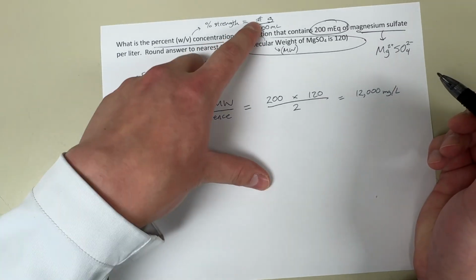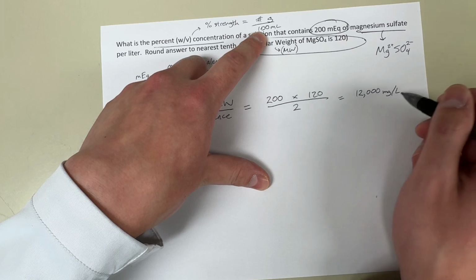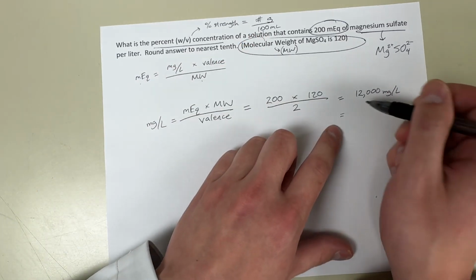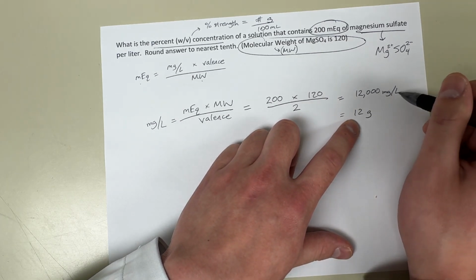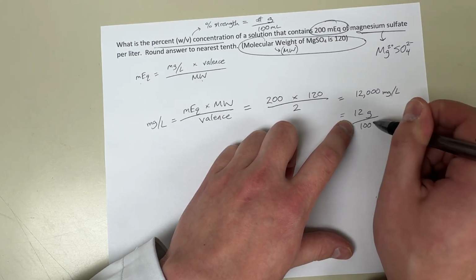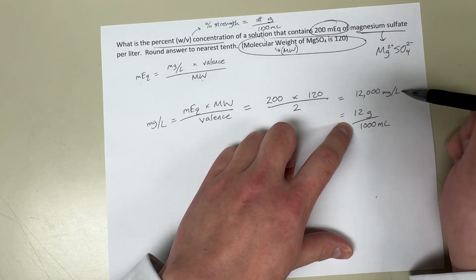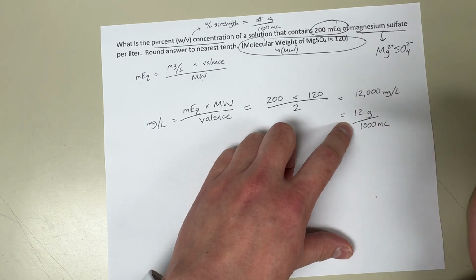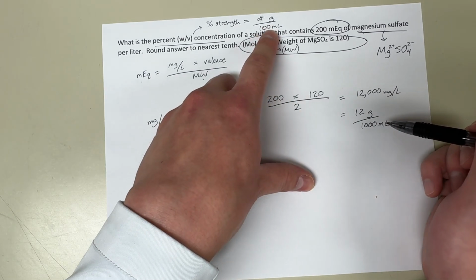And since our percent strength is in grams and milliliters, I'm just going to convert these to grams and milliliters. So 12,000 milligrams is the same thing as 12 grams over 1 liter. Liter is the same thing as 1,000 milliliters. So 12,000 milligrams per liter is the same thing as 12 grams per 1,000 milliliters. I just convert it to these units to make it the same as the percent strength.